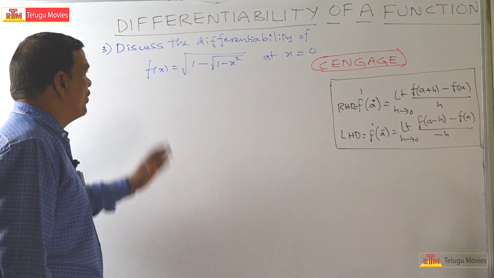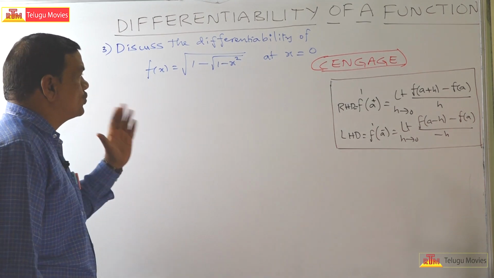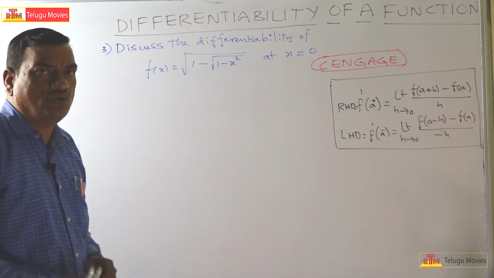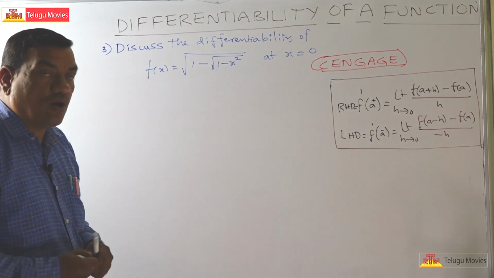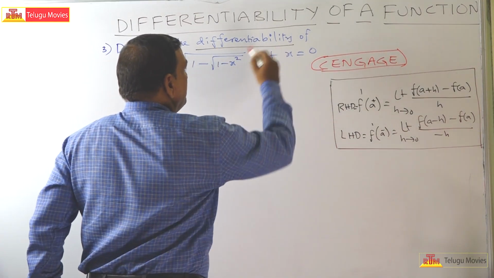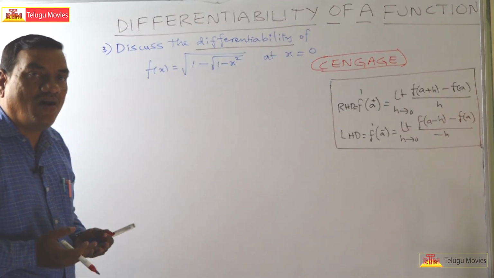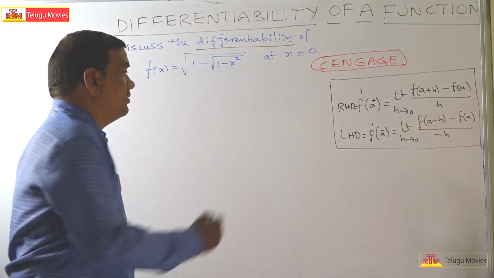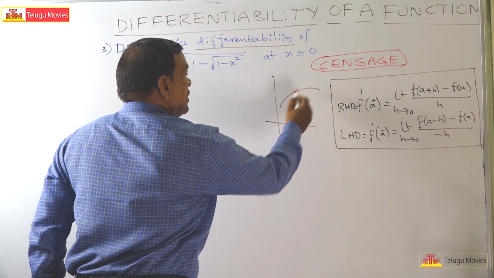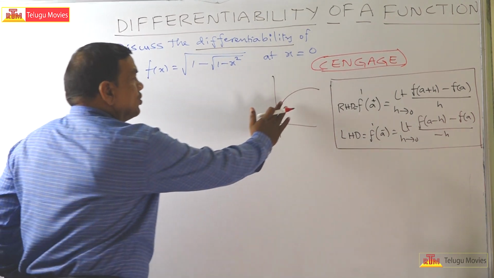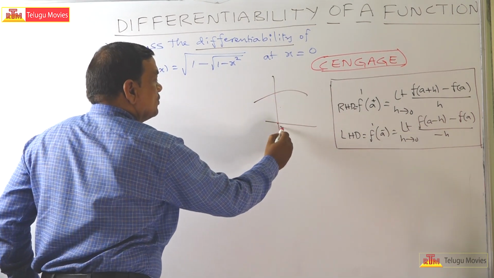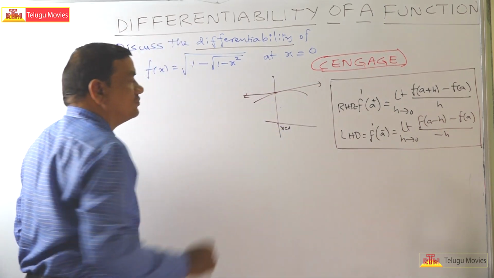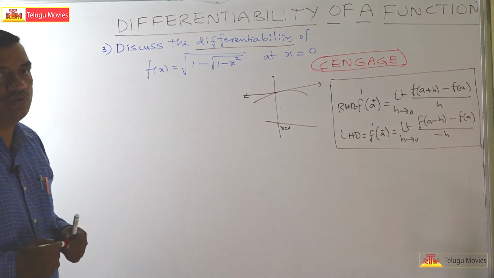Discuss the differentiability of f of x is equal to square root of 1 minus square root of 1 minus x square at x is equal to 0. So, first try to understand the problem. What is meant by differentiability? Whether we can draw a tangent at the point x is equal to 0 or not. That is the thing that we are going to check.